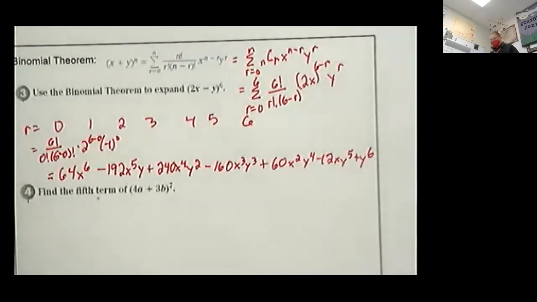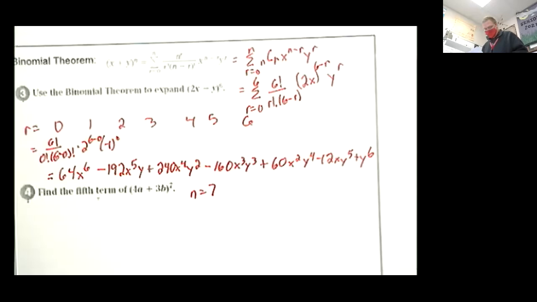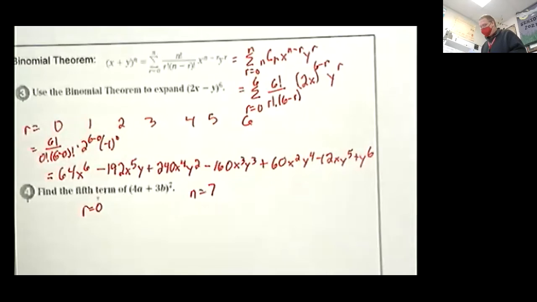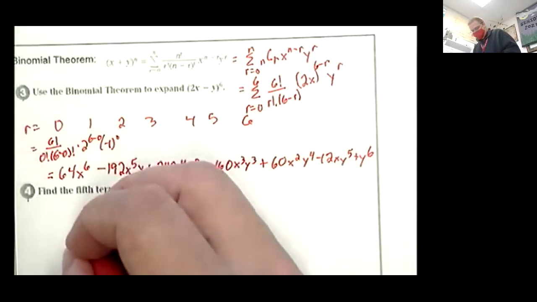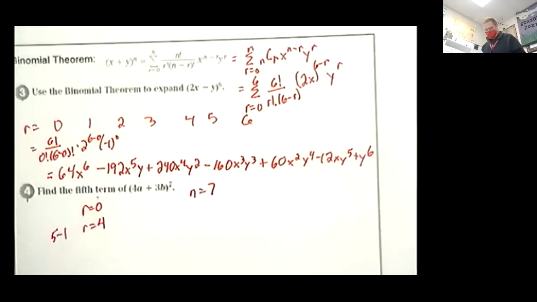For example, find the 5th term of (4a plus 3b) to the 7. So n is equal to 7. We want the 5th term. So if we want the 5th term, what's r? That's our question. Remember, we're starting at r equals 0, so that means we have to go down 1. So r here, we actually want 4 to get to the 5th term. You have to consider 5 minus 1 to get r equals 4.